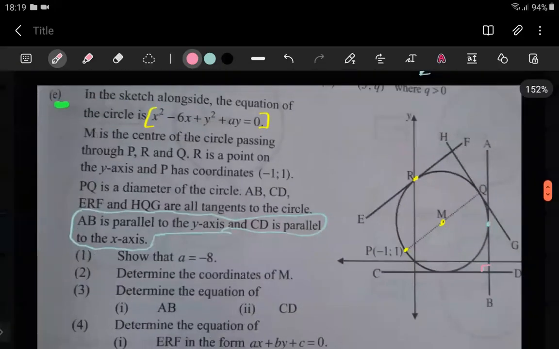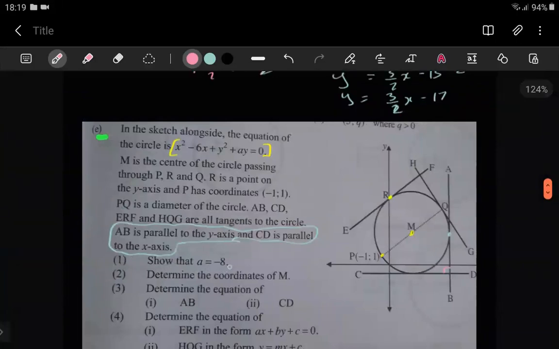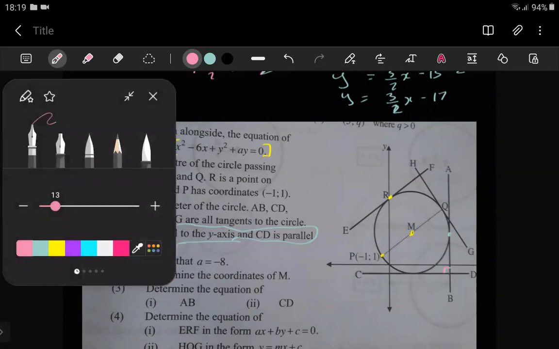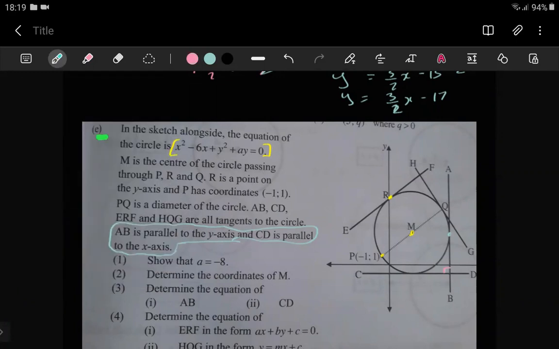So with all that being given, you say show that a is negative 8. So how did you get a? I put the coordinates of P in for x and y. Okay, so you took the coordinates of P and threw them into the equation that was given. Perfect. So that one is straightforward.